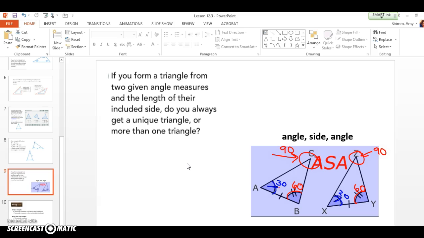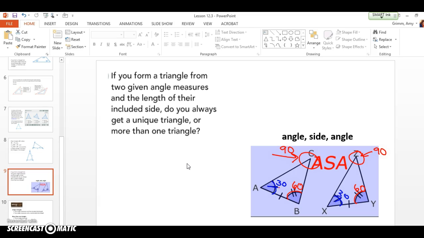So basically, anytime I give you 2 angles and a side, whether it's included or not included, it's going to give you a triangle that's unique. Does that make sense? So you can call it ASA, or you can call it anything you want, but anytime I give you two angles and a side, you're going to have a unique triangle.